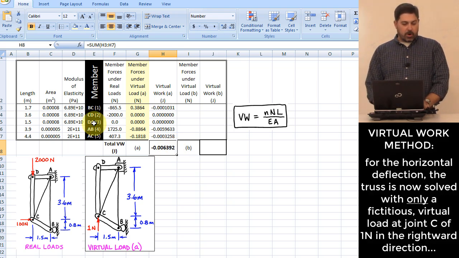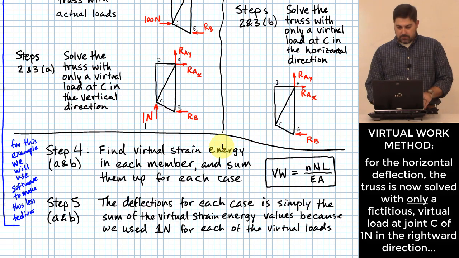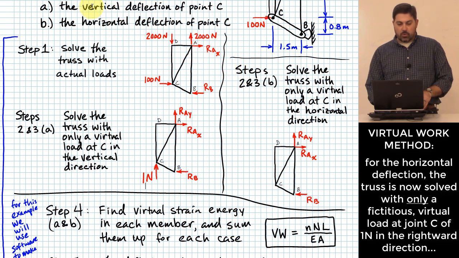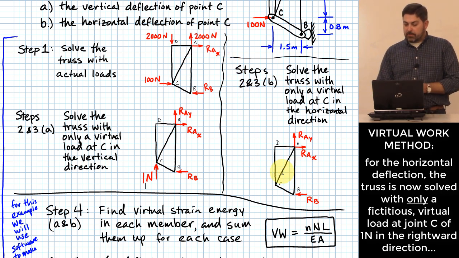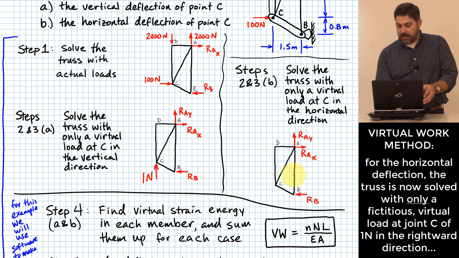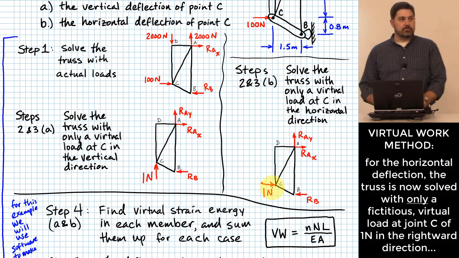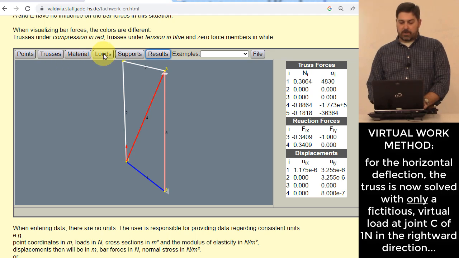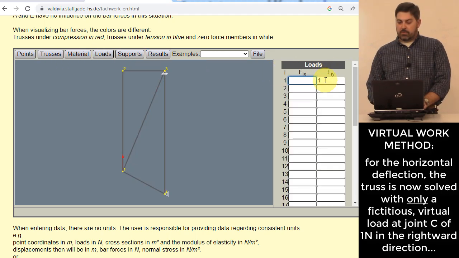Now, what do we have for part B in our original problem? It says for part B, we're supposed to find the horizontal deflection of point C, which means we now need to solve what kinds of loads are in each one of the members of this truss if I put a force at point C in the horizontal direction with a value of 1 Newton. Okay, that's easy to do in this piece of software, right? We just go into the loads and change it, putting it in the X direction here.